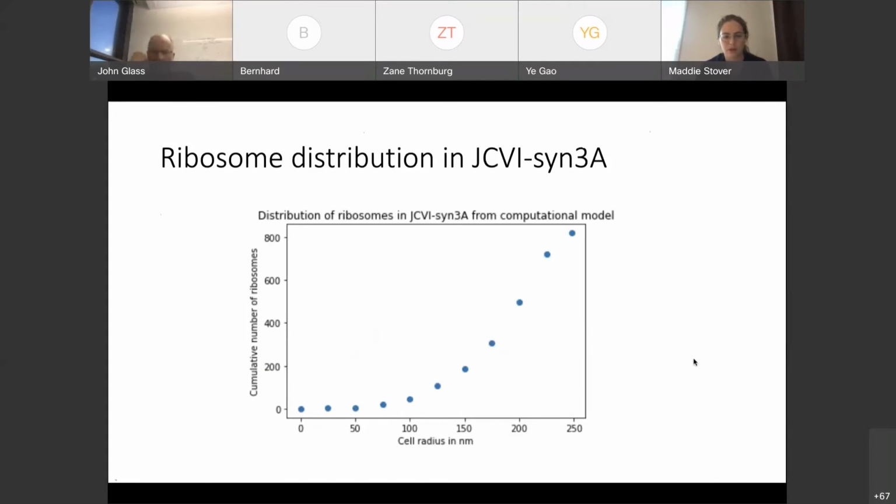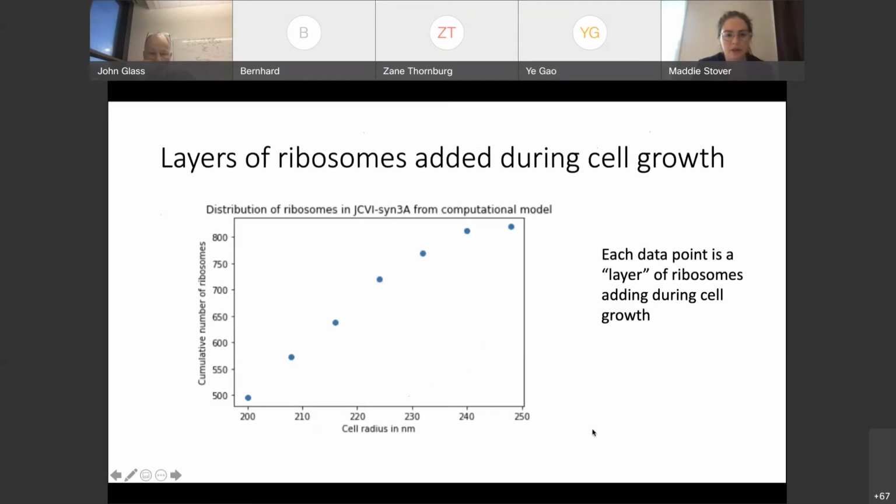From this computational model, we can show the distribution of ribosomes throughout the cell. Specifically, these are the layers that I add during growth. Each data point on this plot is a layer of ribosomes that we add during cell growth, going again from the small cell to this large cell, about 250 nanometers in radius.